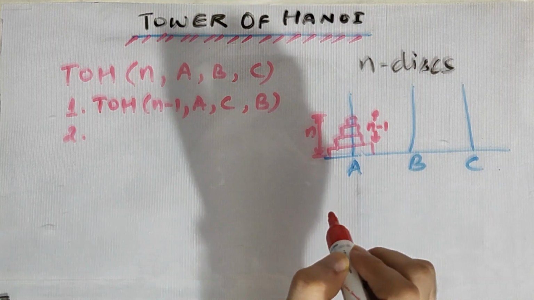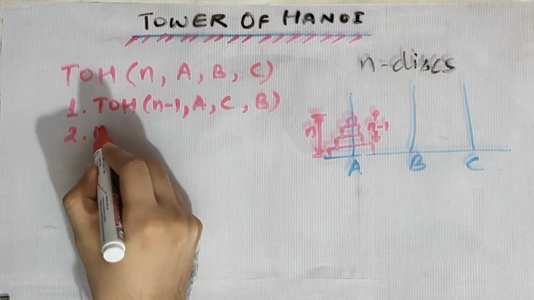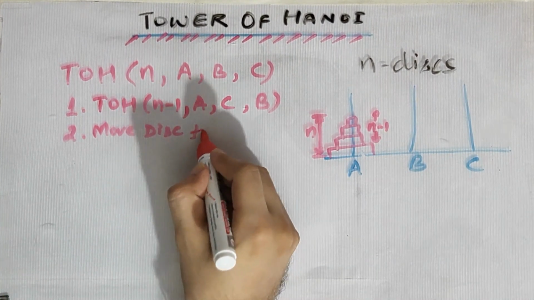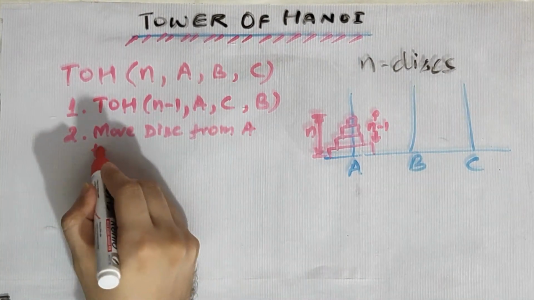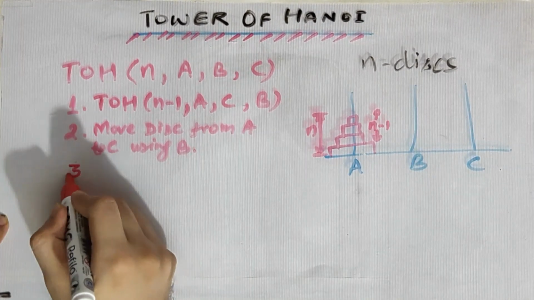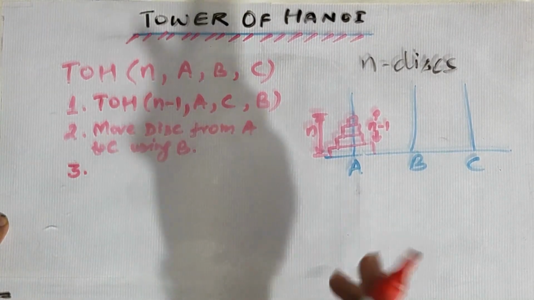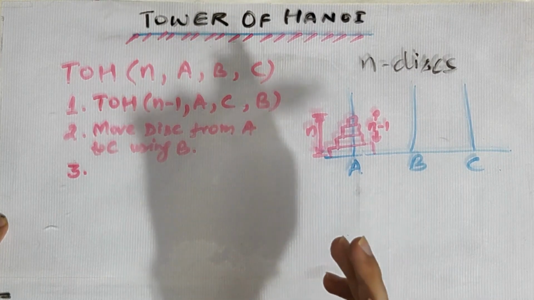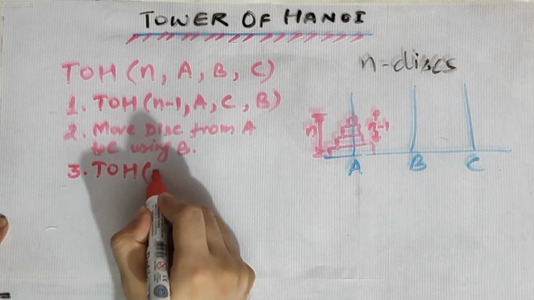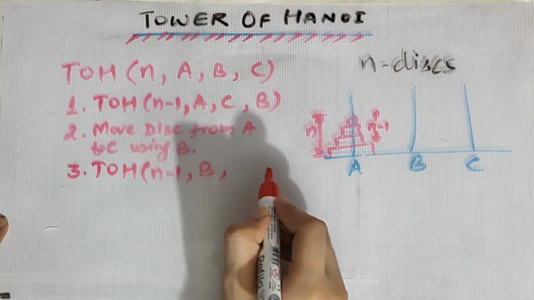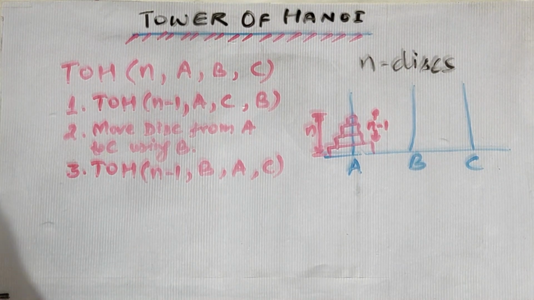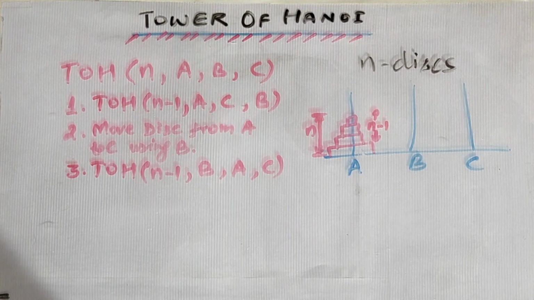Now we are left with 1 disk at tower A. We will simply move from A to C using B. Then in the third step we will move all those n-1 disks that are currently positioned at tower B to tower C. We will call TOH: we have to move n-1 disks from B to C using A. So this is the overall recursive algorithm that is used to move all these disks in the Tower of Hanoi problem.